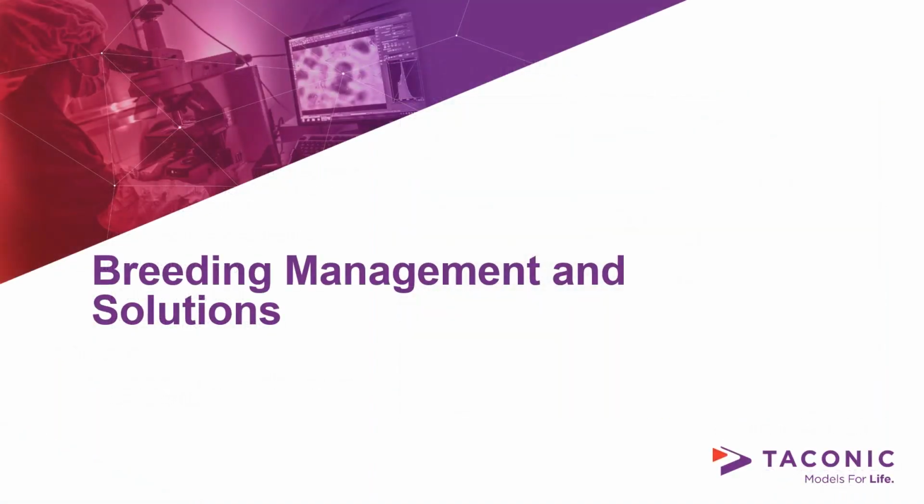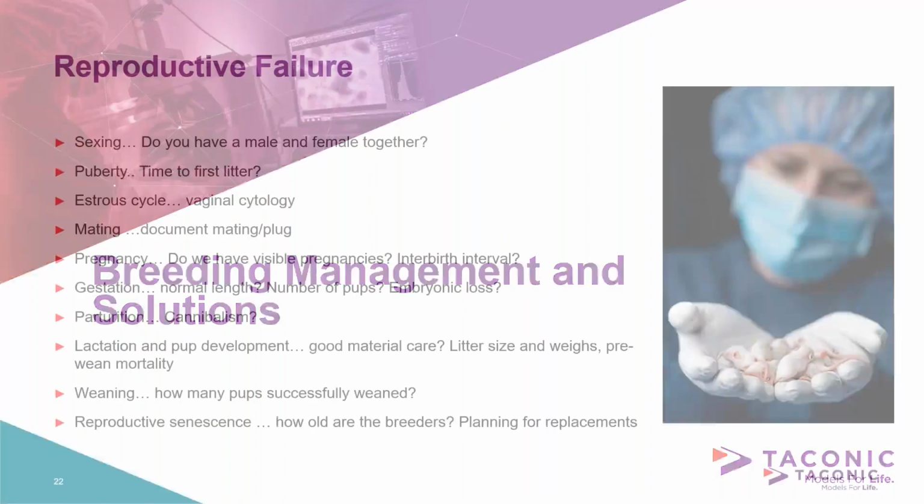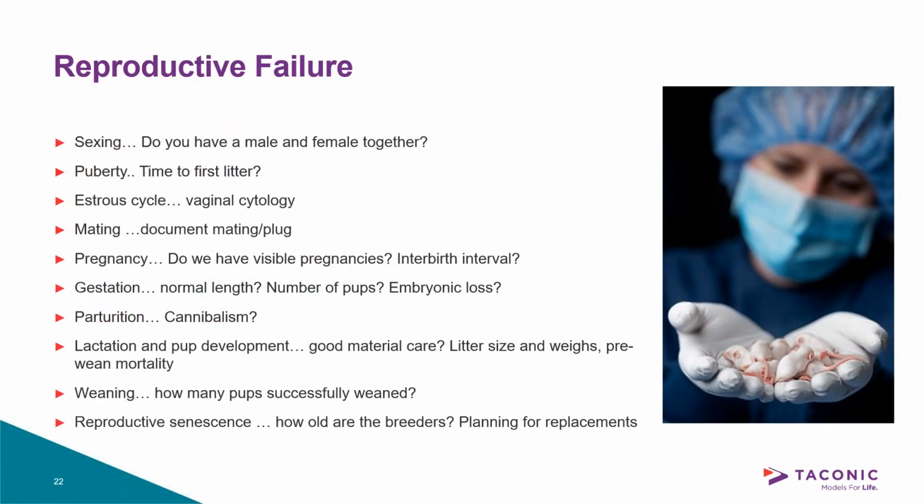So moving on to breeding management and solutions. We've gone over normal and things that could influence it. So hopefully now you're thinking, okay, I have an issue, how can I work through this? What I wanted to give you was, okay, I have a case of reproductive failure. How can I use normal to now recognize where we might be off track?